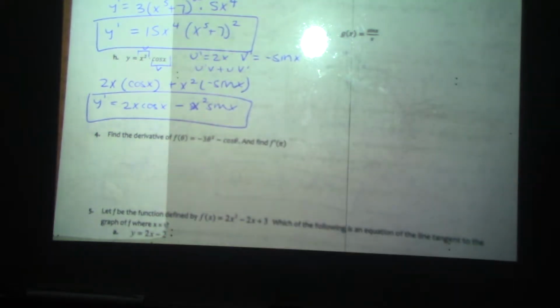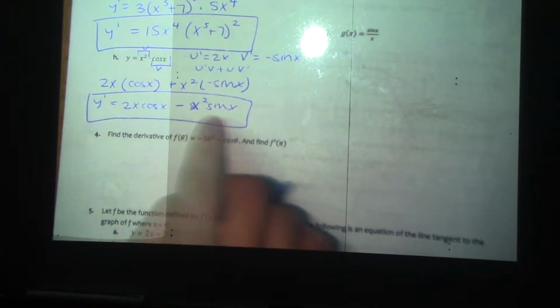u prime is just 2x, v prime is derivative of cosine, which is negative sine of x. And now I just do u prime v plus u v prime. U prime is 2x, v is just cosine of x, plus u, which is x squared, times negative sine x. And then this is just 2x cosine x minus x squared sine of x, because multiplying by a negative is like minus that term.